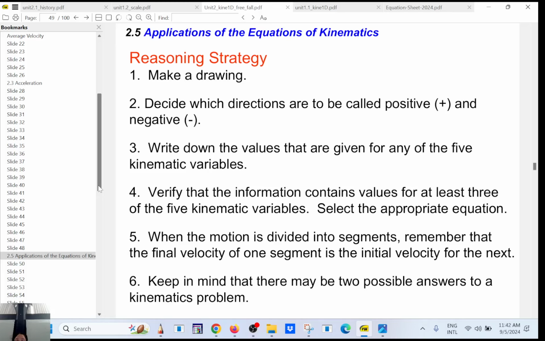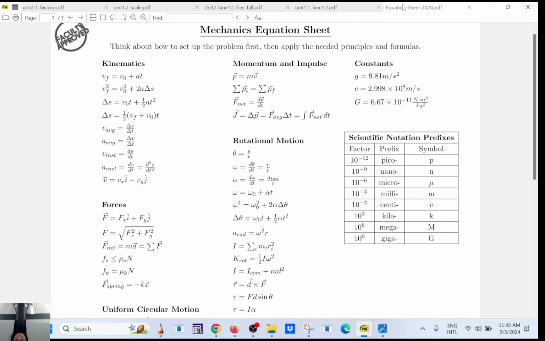Okay, so that's just very important. You make a drawing, you decide which way is plus, which way is minus, you write down, you need 3 numbers to solve everything. You have all your equations on the side and you can solve. Now remember that the equation I gave you does not necessarily use the same notation. So for example, instead of having a delta x, they use delta s for some reason. But of course, the same equations. My point is, when you use this equation sheet for your homework, make sure you understand that the notation is not always the same.